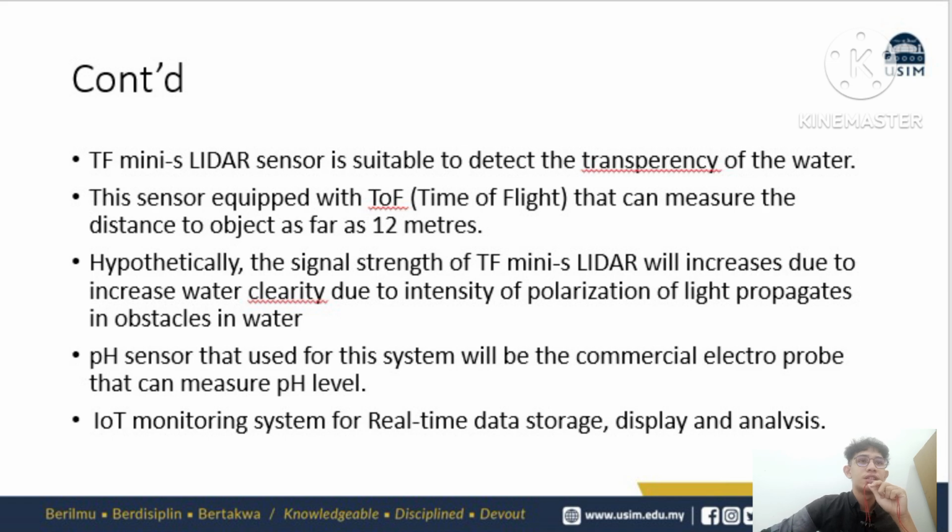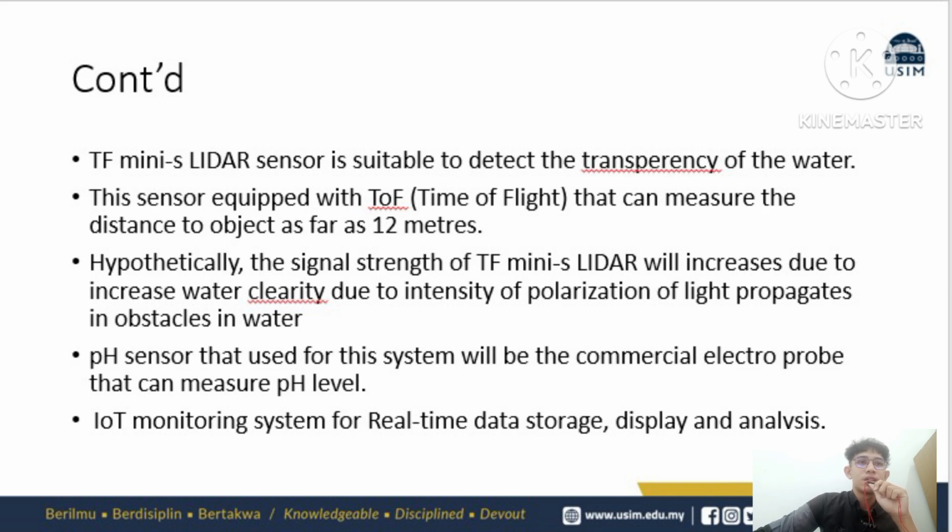Okay, from the papers that I have researched and studied, we can conclude that the TF-S LiDAR is suitable to detect the transparency of the water due to its cost and also efficiency. This sensor is also equipped with time of flight that can measure the distance of objects up to 12 meters. Hypothetically, the signal of the TF-S LiDAR will increase due to the increase of water transparency, due to the intensity of polarization of light propagating through obstacles in water.